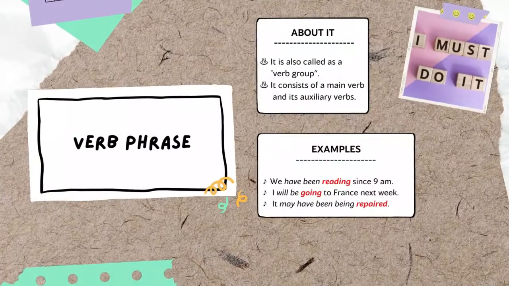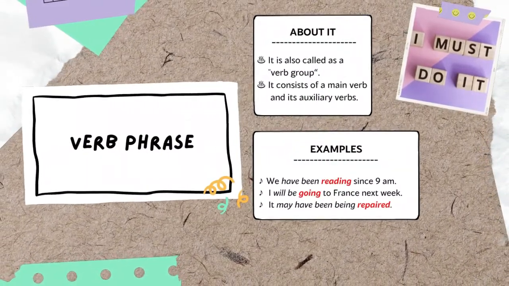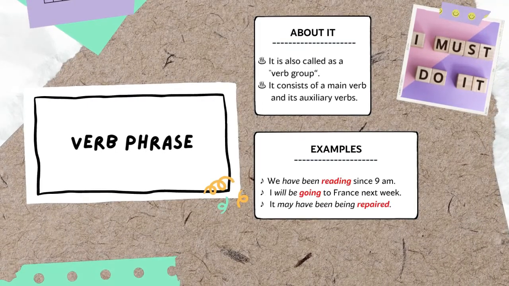The second one is a verb phrase. It is also called a verb group. This phrase consists of two components, a main verb and its auxiliary verbs, and it includes modals. For your information, some modal verbs that we can use are may, can, should, shall, etc. As the name is a verb phrase, you can focus on the group of verbs used in tenses.